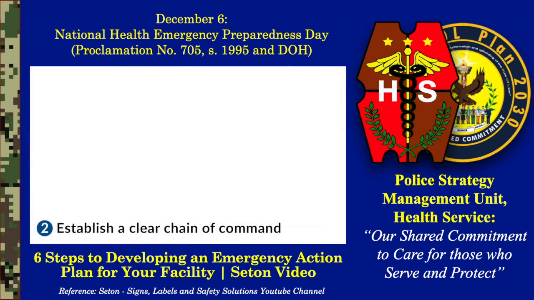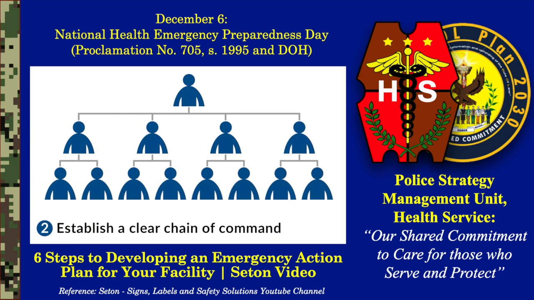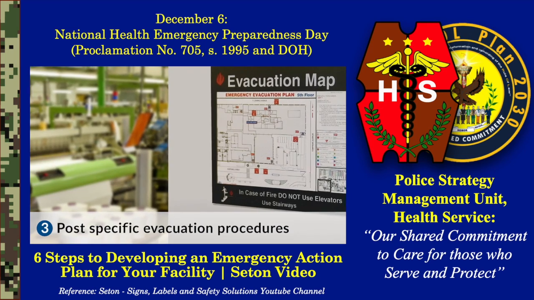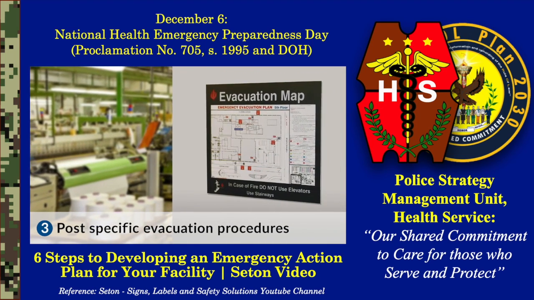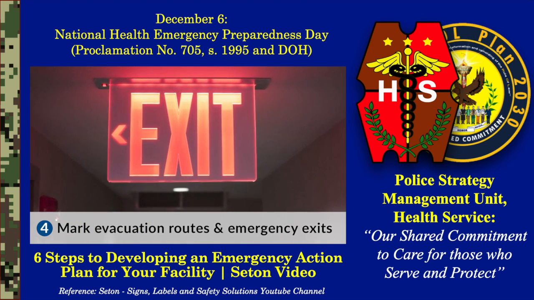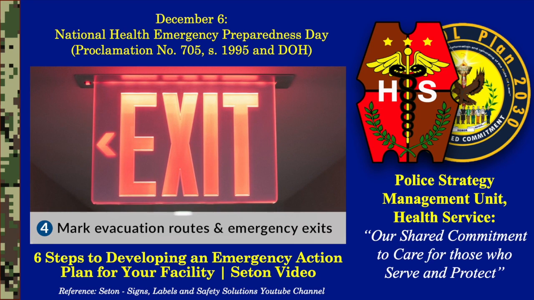When developing your own workplace emergency action plan, outline what situations would require a mandatory evacuation of your workplace. Establish a clear chain of command, specifying exactly who is authorized to order a facility-wide evacuation or shutdown. Post specific evacuation procedures, including routes and exits, where they are easily accessible to all employees. Ensure that evacuation routes and emergency exits are clearly marked, well lit, and unobstructed at all times.